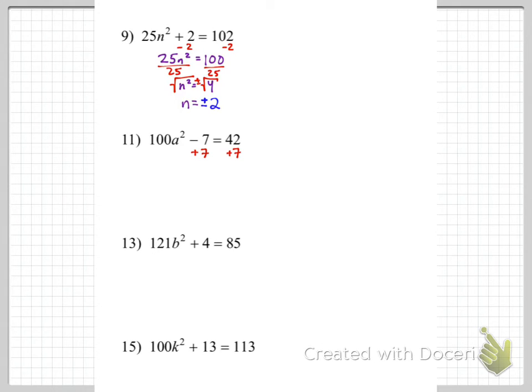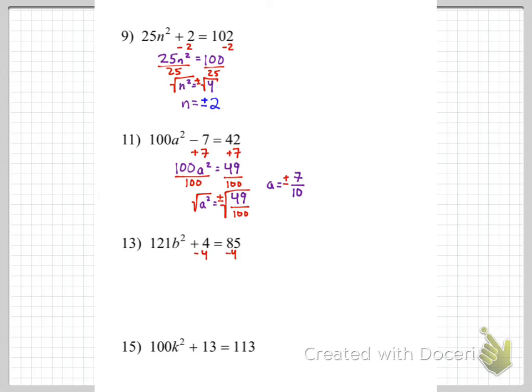For the next one, the first step is going to be to add 7 to both sides. That way I'm trying to get a squared by itself. First I get rid of the subtraction, then I'm going to get rid of the division. We have a fraction here. Well, the square root of a fraction, remember, is the square root of the numerator. Square root of 49 is 7, divided by the square root of the denominator. Square root of 100 is 10. So we get the square root of 49 over 100 is 7 over 10. And don't forget your plus or minus.